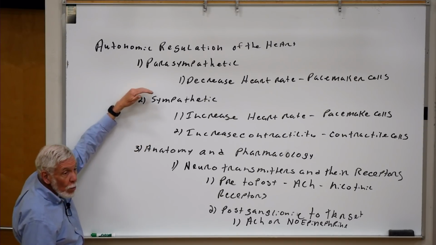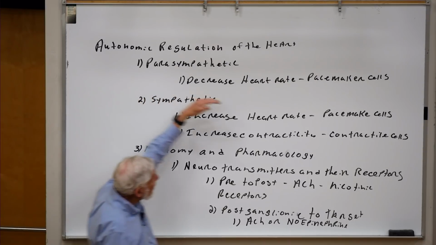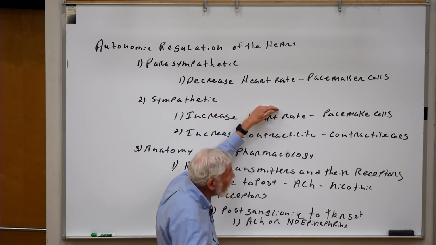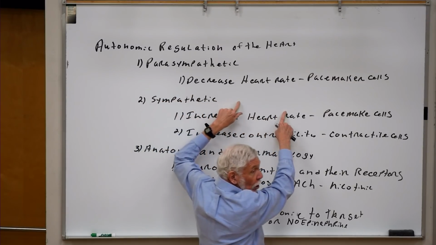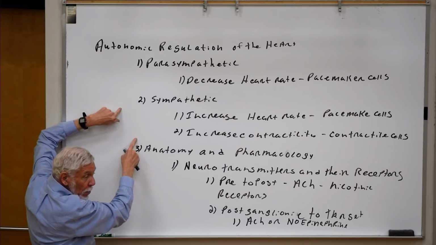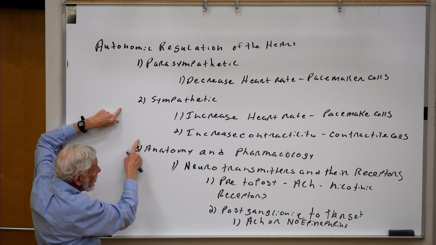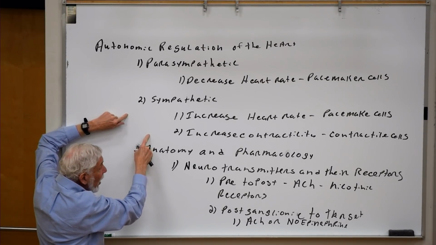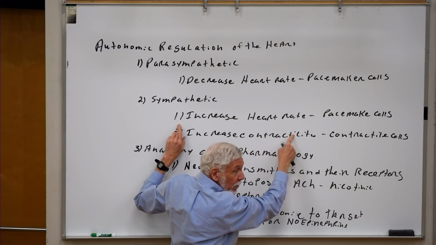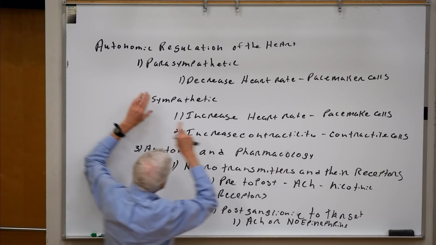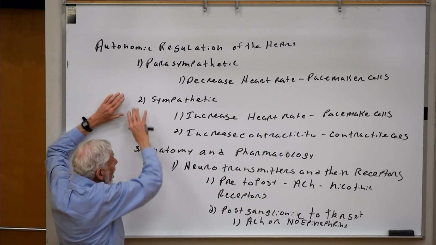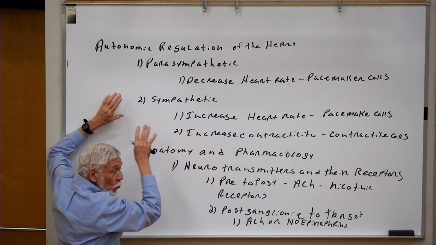Whenever you see the term parasympathetic, think rest and digest. And for our purposes today, because we're focusing on the heart, think about how we're going to decrease the heart rate. Similarly, when we think about the sympathetic branch, we think about the fight or flight response. And again, in terms of the heart, we're going to increase the heart rate. So we're going to focus today on the autonomic innervation, both the sympathetic and parasympathetic branches, of the heart, and how they're going to regulate the heart rate.